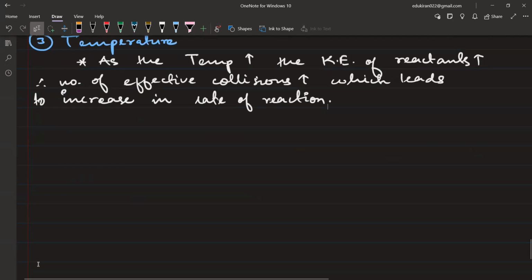Last, you will write effect of catalyst. Fourth is catalyst. Temperature लिख के please raise your hand once you're done with temperature.